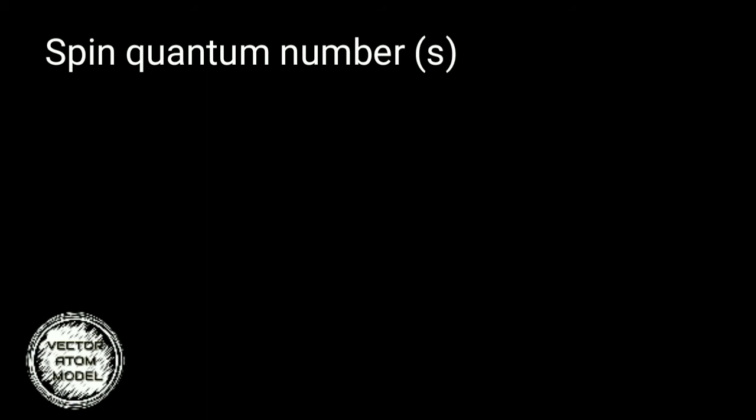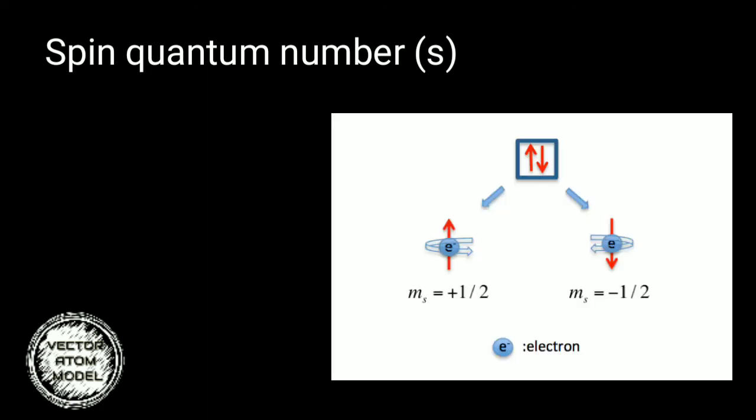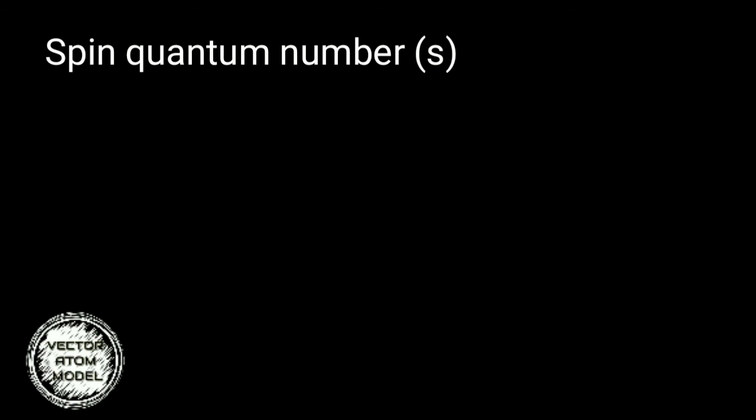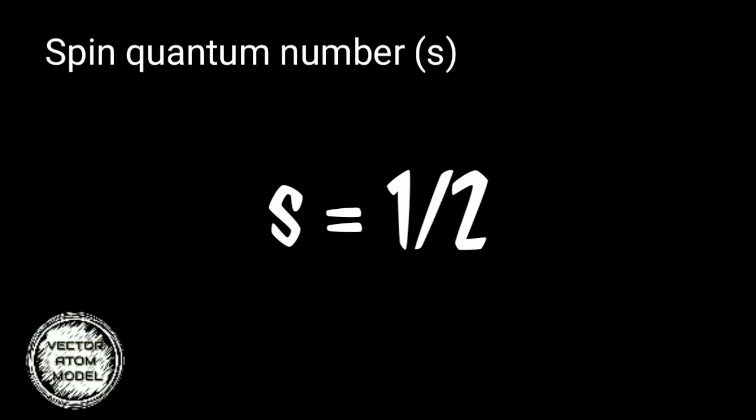The third quantum number is the spin quantum number. It is represented by the letter s. The spin quantum number describes the angular momentum of an electron. An electron spins around an axis and has both spin angular momentum and orbital angular momentum. Because angular momentum is a vector, the spin quantum number has both magnitude and direction. This has only one value, s is equal to 1 by 2.